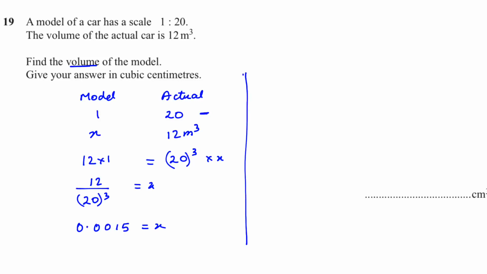To convert to cubic centimeters, you have to multiply it by 100 times 100 times 100. The reason we multiply by 100 is that 1 meter is equal to 100 centimeters. But because it is cubic, we have to multiply it 3 times. If it was a square, we would multiply it 2 times. So the answer is 1500 cubic centimeters.